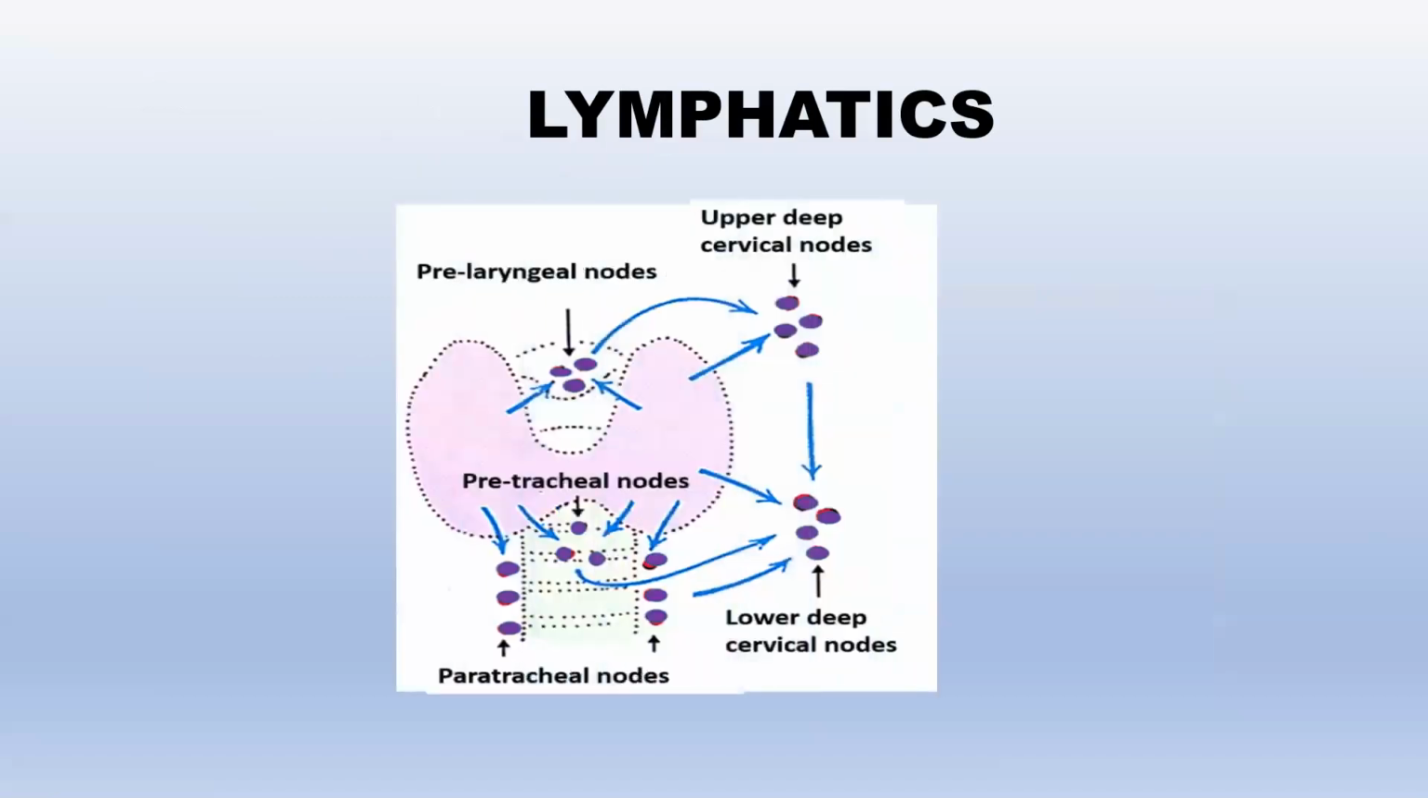Next, lymphatic drainage. The lymphatic drainage is of two parts. One will be from the upper part, the other from the lower part. From the upper part of the gland, lymph will reach the upper deep cervical group of lymph nodes. From the lower part of the gland, it will reach the lower deep group of cervical lymph nodes. Lymph from the upper part drains to the upper deep group through pre-laryngeal nodes. From the lower part it drains through pretracheal or paratracheal lymph nodes. So lymphatic drainage is simple.